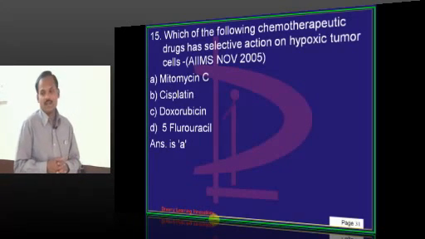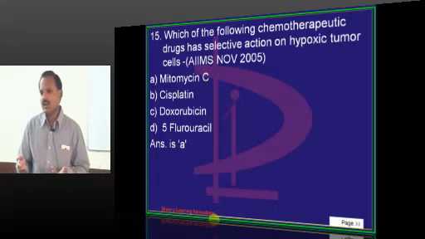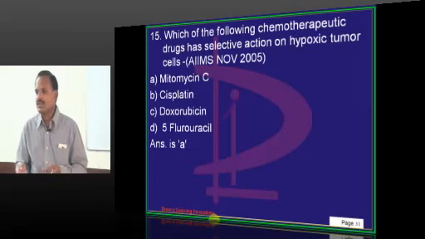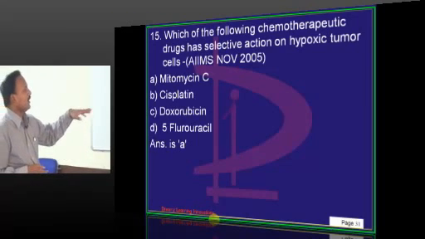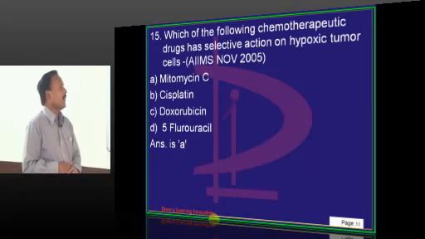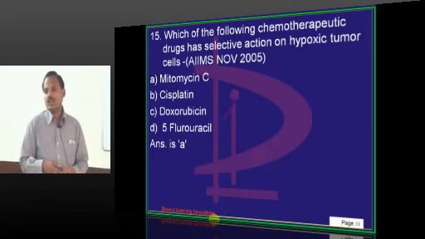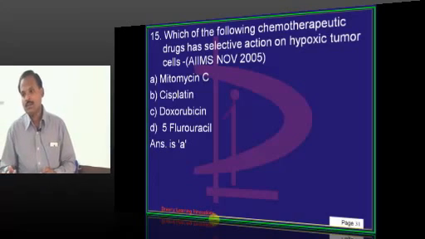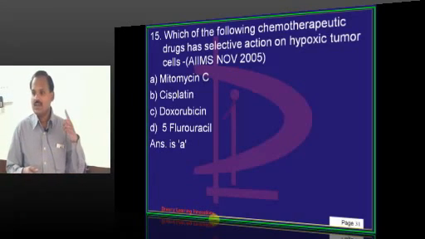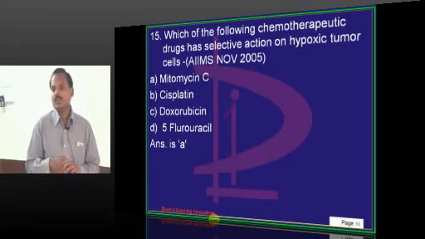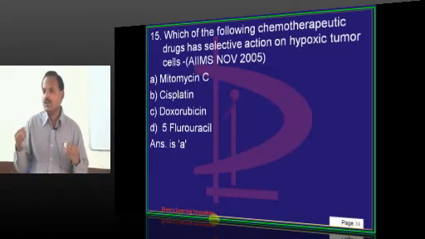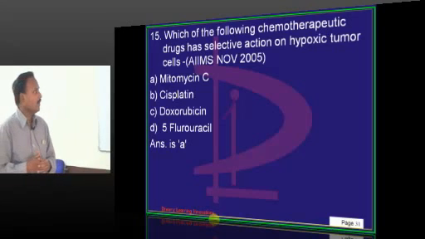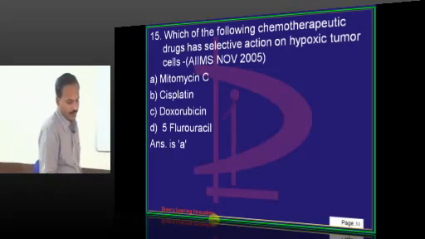Then 5-fluorouracil. 5-fluorouracil is an antimetabolite. It will block the thymidylate synthase enzyme. So, it has nothing to do with hypoxia. By elimination, these three have nothing to do with hypoxia, whereas mitomycin C, in case of hypoxia, when the DNA becomes very susceptible, goes and damages it further by binding to guanine or thymine or cytosine or adenine and cross linking. So, mitomycin C acts even in hypoxic tumor cells.